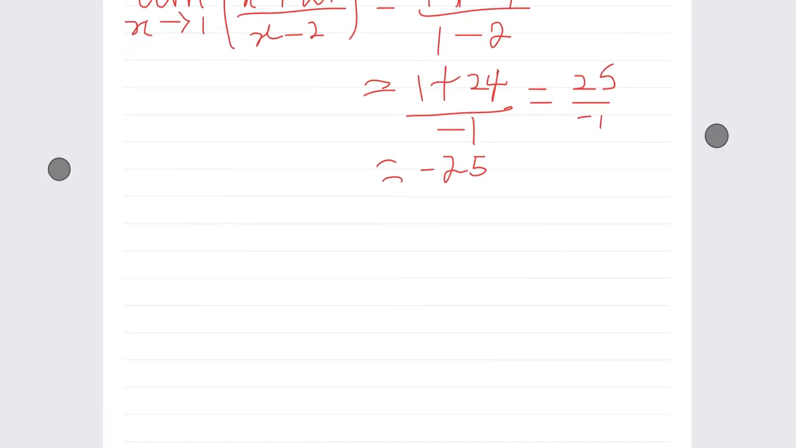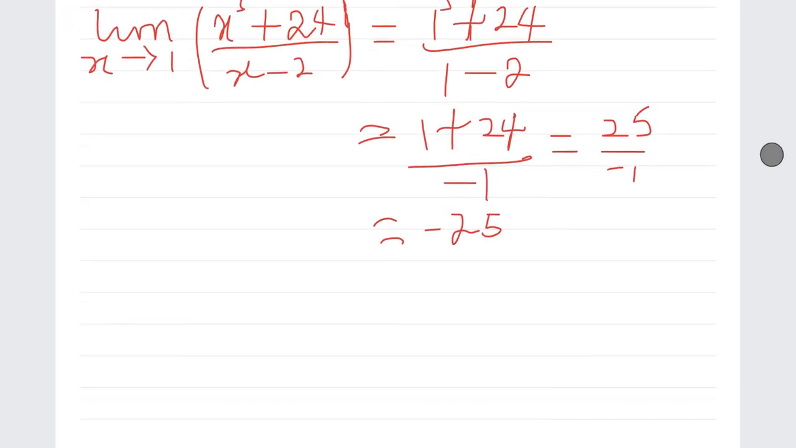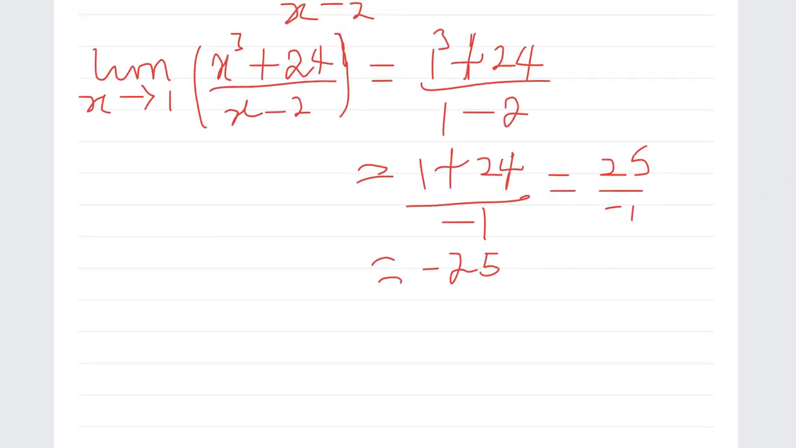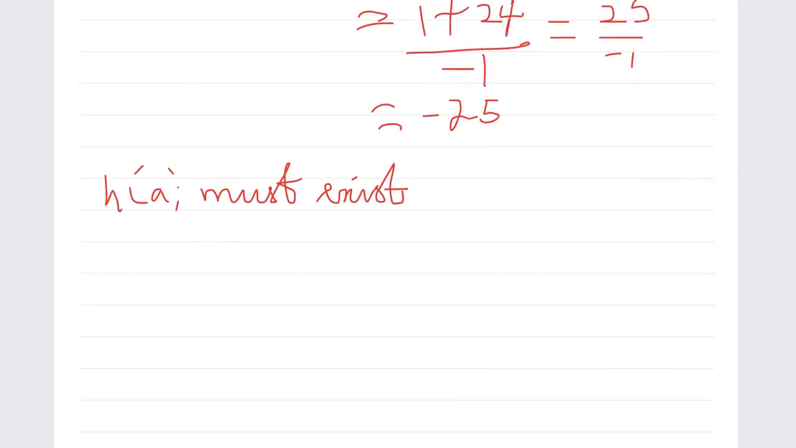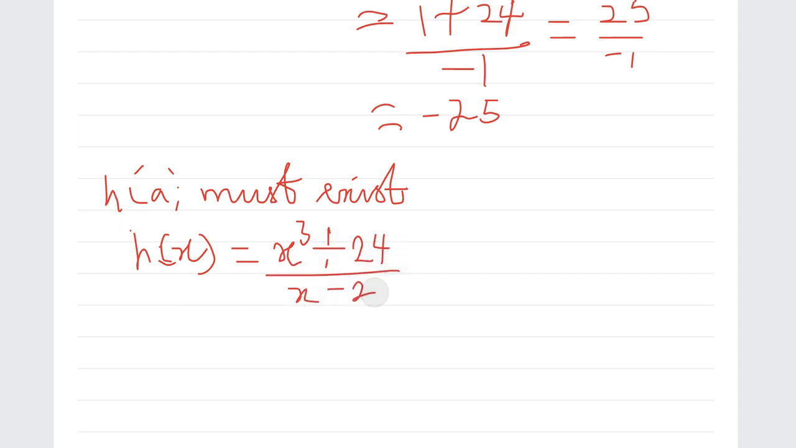Then for the second part, which is the f of a, you want to check that f of a exists. So here you want to check h of a must exist. How will you do that? Your a is 1, so you want to check for h of 1. Don't forget your h of x. Our h of x is x raised to power 3 plus 24 over x minus 2.